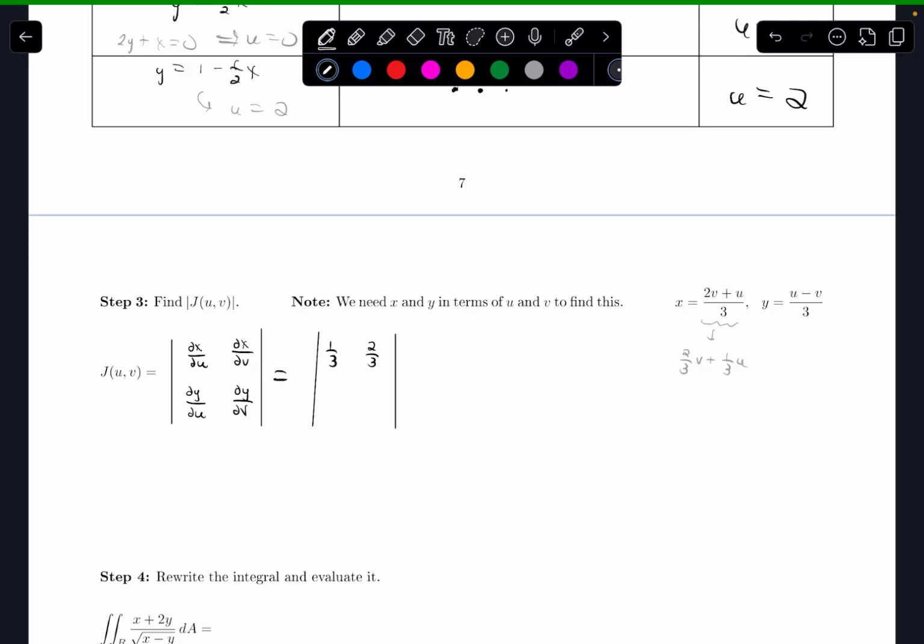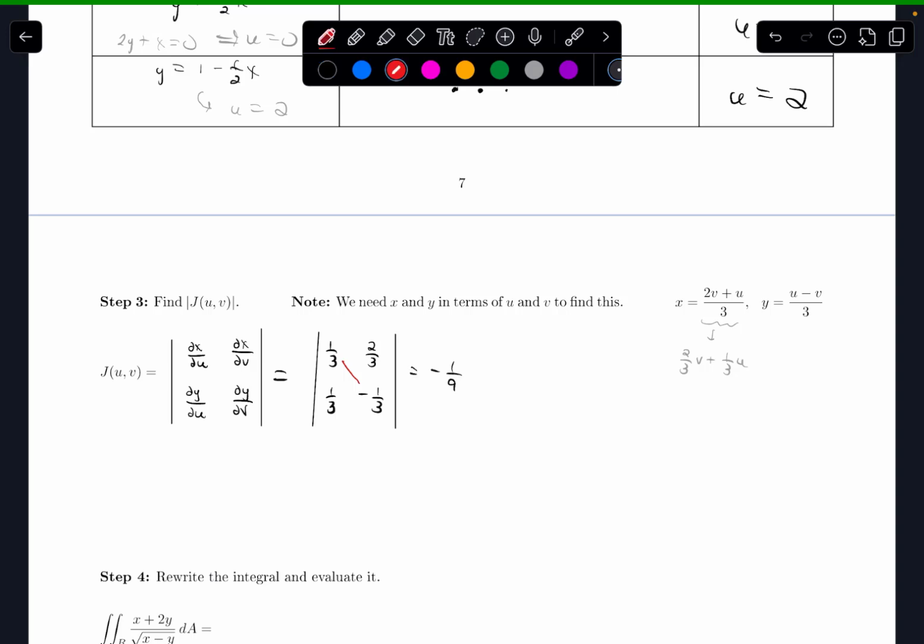Okay. And if you do the partials of y now, with respect to u, we'll get 1/3. With respect to v, we'll get negative 1/3. So now we can do the determinant. So we multiply these two diagonal entries first. That gives us negative 1/9.